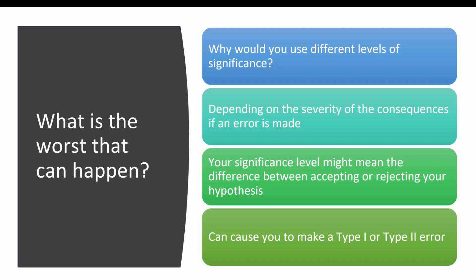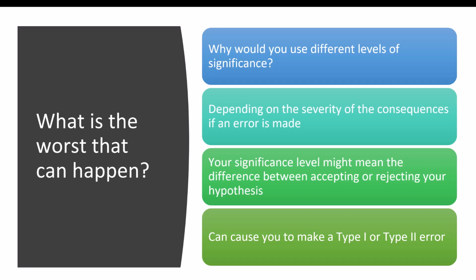Whenever you think about setting that p-value, you always ask yourself, what's the worst that can happen? What's the severity of the consequences when a mistake is made? If somebody is going to die, you probably want to set it at 0.01. If you're not worried about people dying and there are no lives on the line, then you could set it at 0.05.